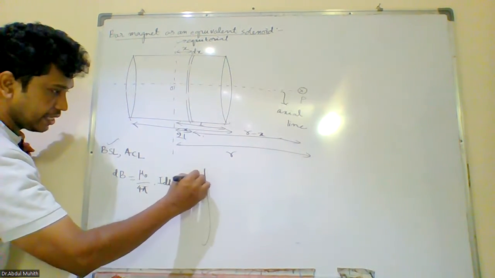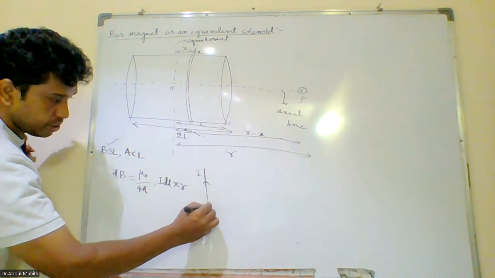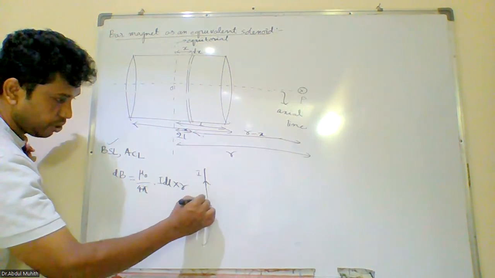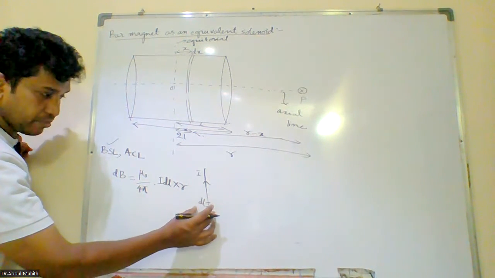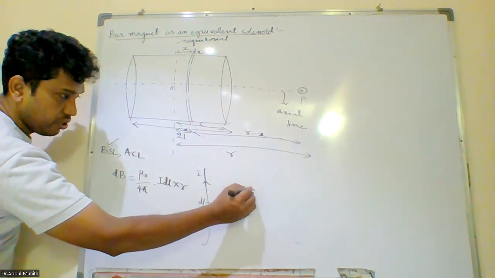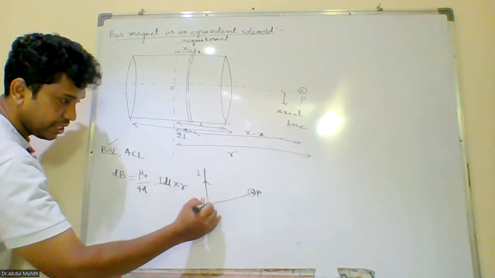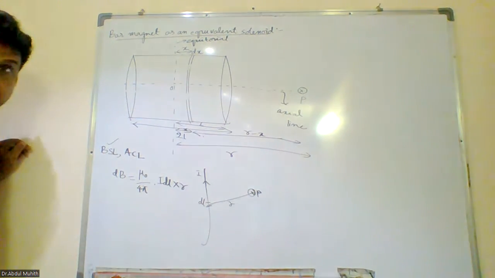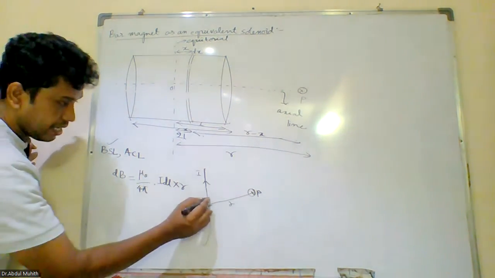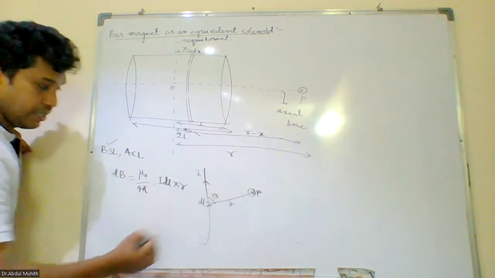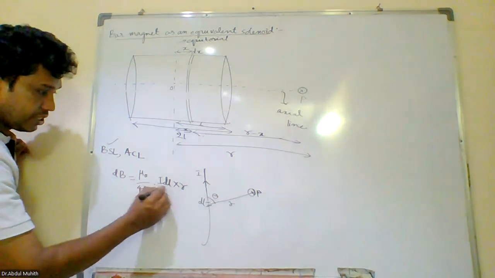Suppose I is the current in the conductor. This is a small element, dl is a small element. I into dl will become the current element. I want to find out the magnetic field at point P, which is at a distance R from the current element, and the angle between both of them is theta. Is that clear? So I dl sin theta divided by R cube.